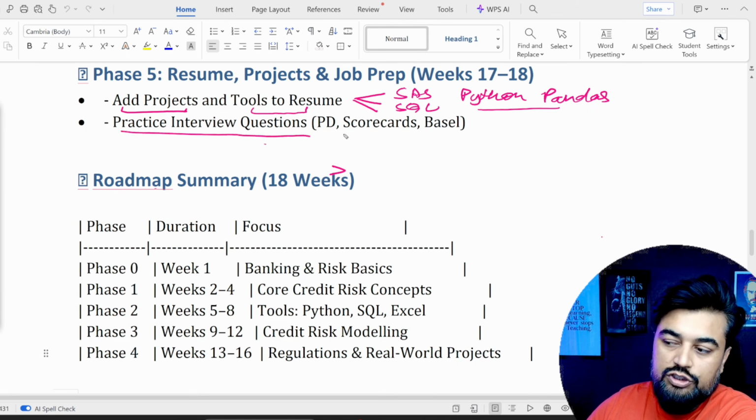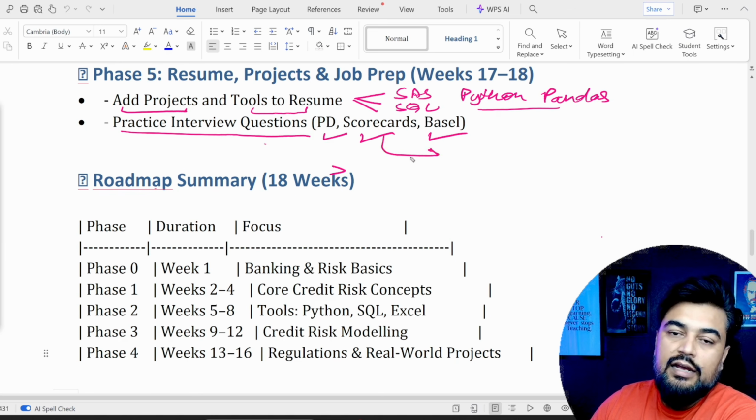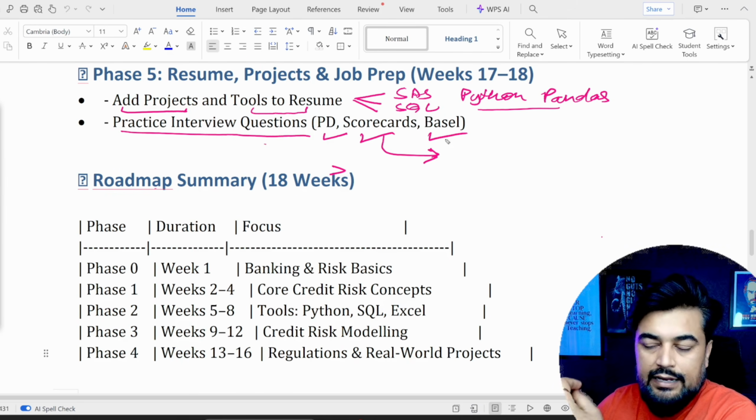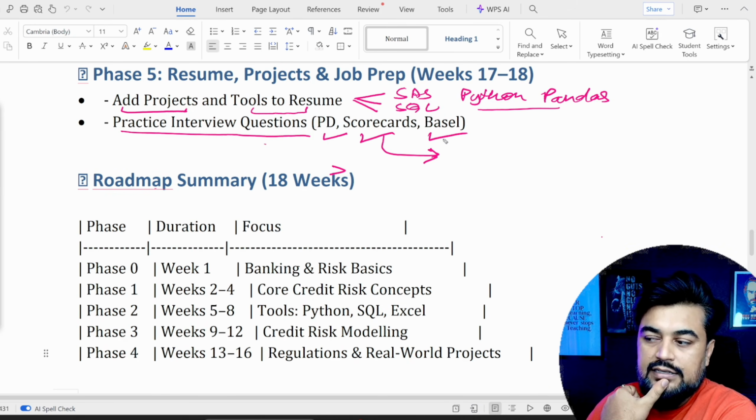Then practice interview questions on PD, scorecard, Basel. Let's say I ask you, what is the difference between an acquisition model versus a behavior model? What is the bad definition? What is vintage analysis? What is the DFAST test? What is CECL? What is the difference between DFAST and CECL? So many other things.